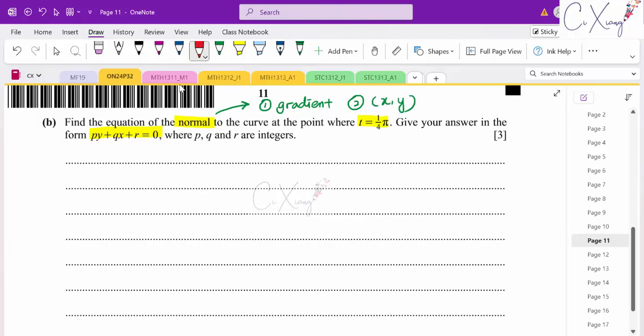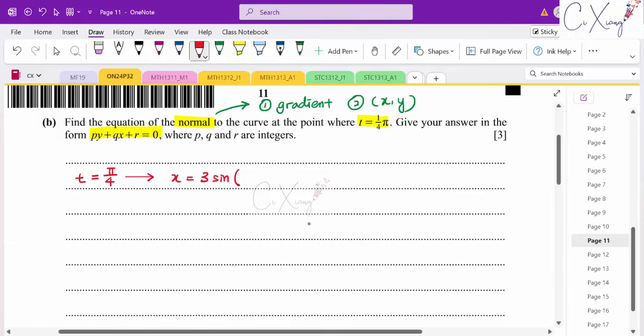Alright, for this question, since we know that t is equals to pi over 4, first let us find out the x. What's the x coordinate that we get here? The x coordinate is 3 sine 2t. So 2 multiplied with t, where t is pi over 4, you will be having pi over 2. So sine pi over 2 is a 1. Therefore, your x coordinate is a 3.